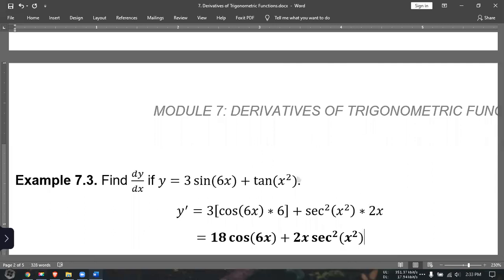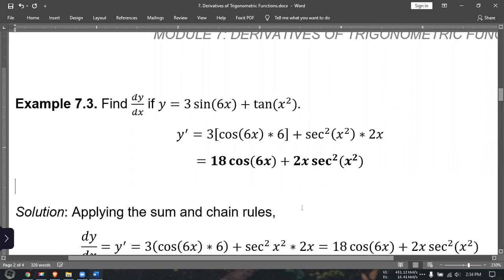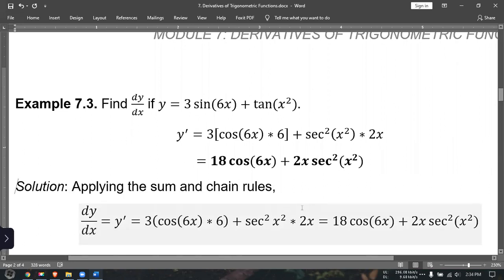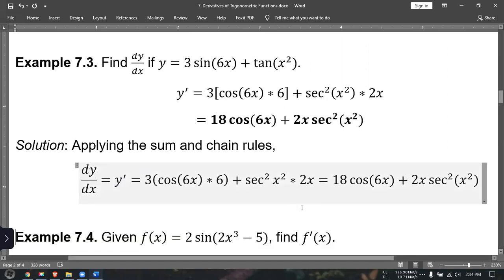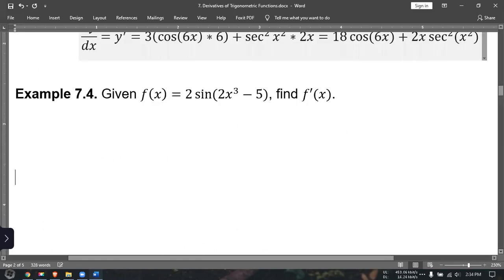Let's have another example. Let's verify if our solution is the same as in our module. Yes, 18 cosine 6x plus 2x secant squared x. Example number four. This time, our angle is being defined by a polynomial with two terms, a binomial to be specific. We have 2 sine of 2x cubed minus 5.